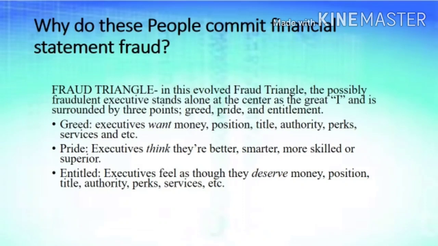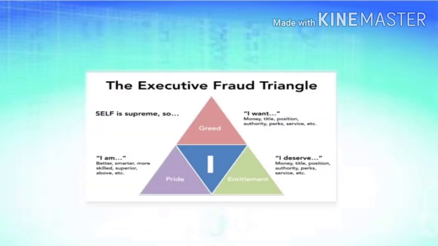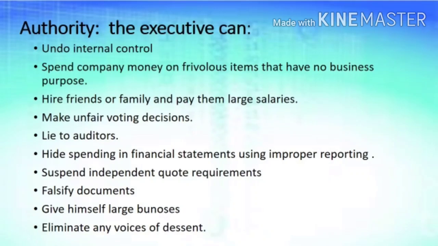So here is the graphic form of the executive fraud triangle. Powers and authority that the executive can use to undo internal controls, spend company money or privilege items that have no business purpose, make friends or hire friends or family and pay them large salaries, make unfair voting decisions, lie to auditors, hide spending in financial statements using improper reporting, so on and so forth.